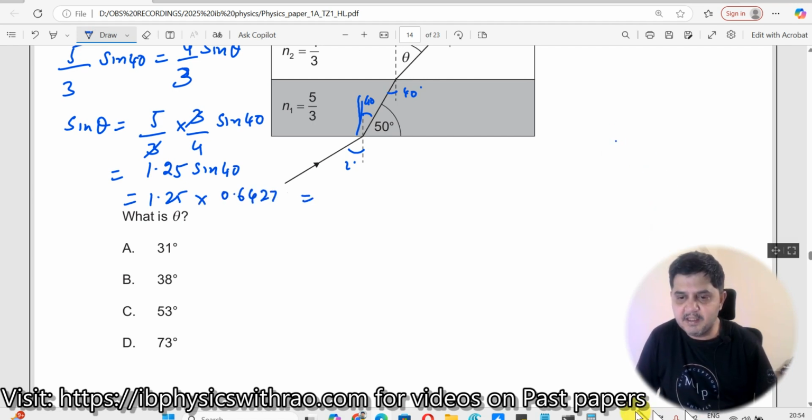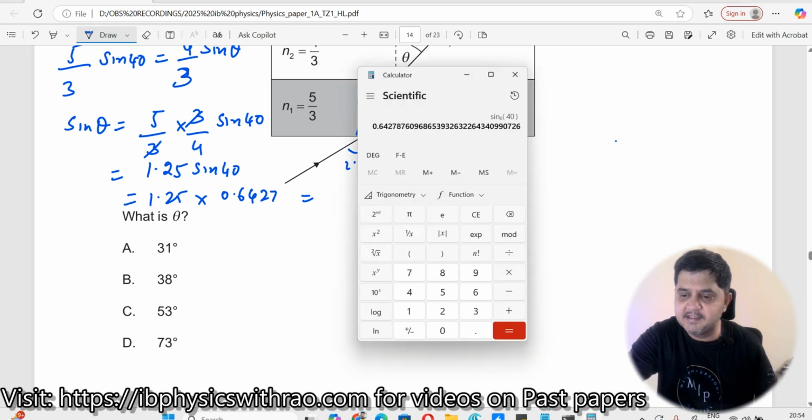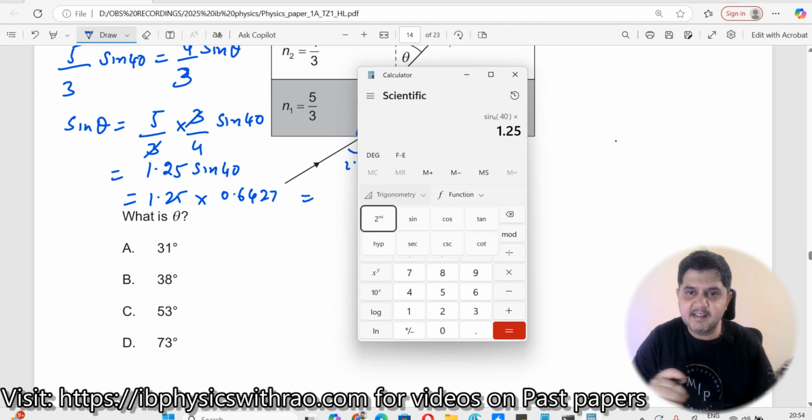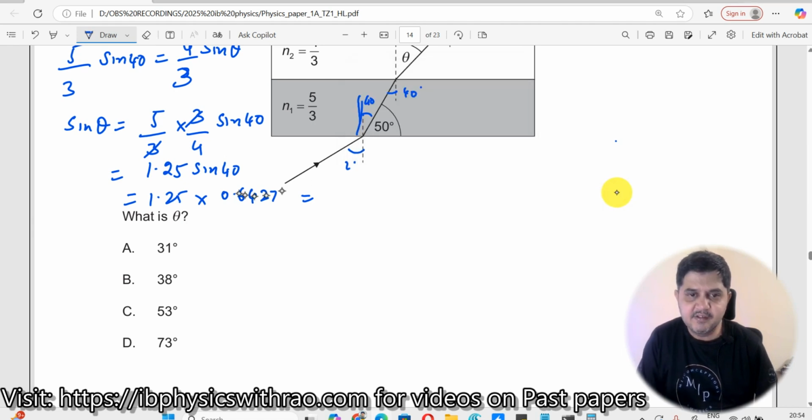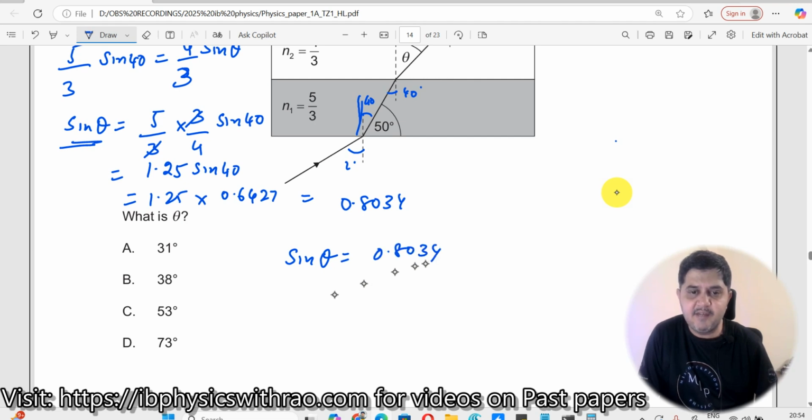Which I now multiply by 1.25, and I get the answer as 0.8034. Okay, but that is not what is required here. I need to get the value of sine theta. So sine theta is equal to 0.8034.